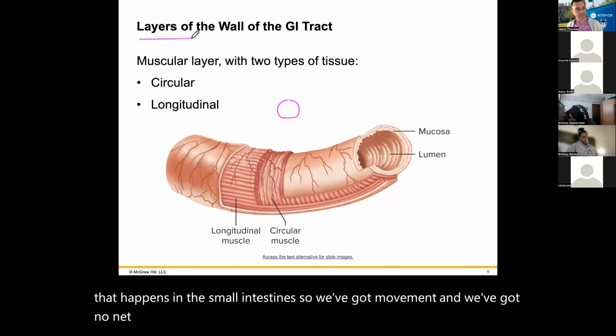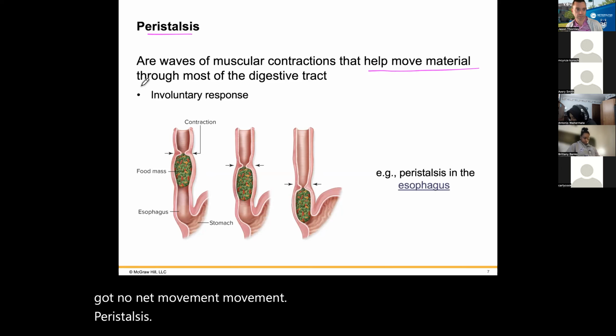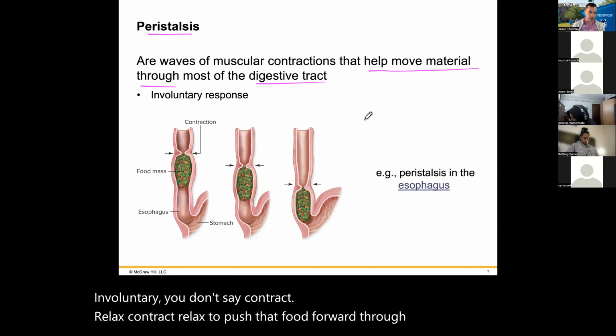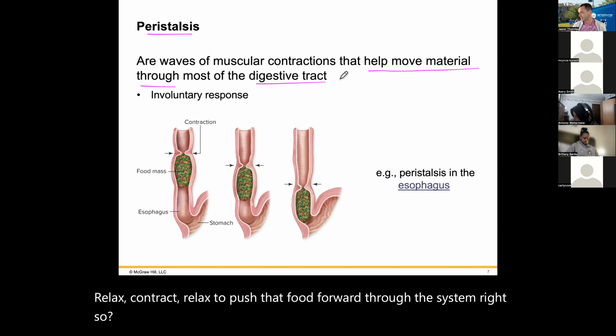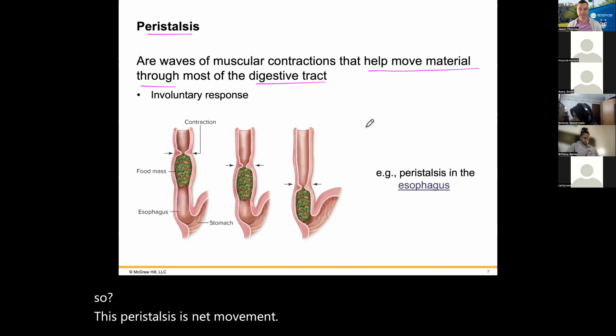Movement is peristalsis. This is involuntary. You don't say contract, relax, contract, relax to push that food forward through the system. So this peristalsis is net movement.